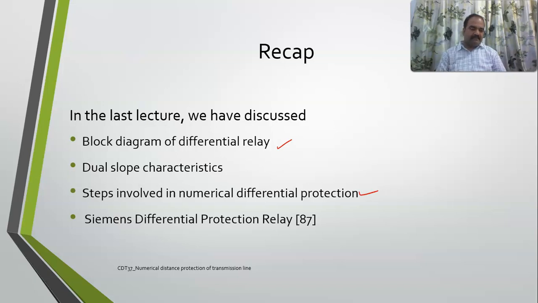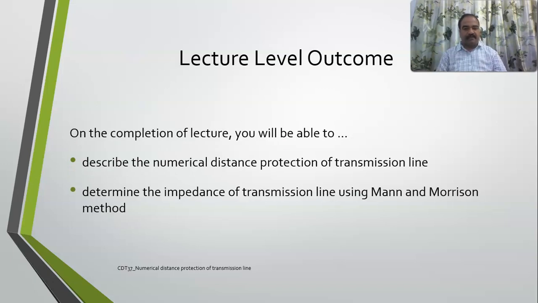We have also seen a practical model of differential protection relay manufactured by Siemens, and we have developed a flow chart of what a programmer must do before he designs a numerical differential relay. In this lecture, we will start developing the numerical distance relay for the protection of transmission line. By the end of this lecture, you will be able to describe how the numerical distance protection is implemented for transmission line, and also how to determine the impedance of the transmission line using Mann and Morrison method.